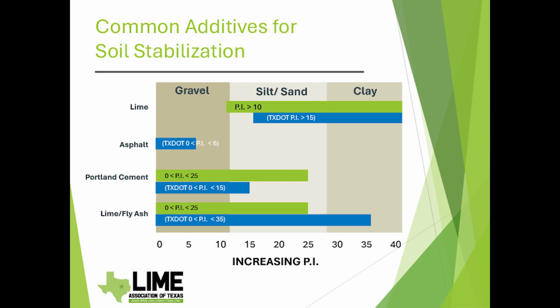Asphalt is primarily only used when base materials are very coarse grain materials, and you have a PI of less than 6, so you don't typically asphalt stabilize anything that has a very high PI. The Portland cement here is recommended. TxDOT guidelines is anything below a PI of 15 could be used as Portland cement. And there is a crossover area you'll see there where TxDOT says above 15 is lime and below 15.